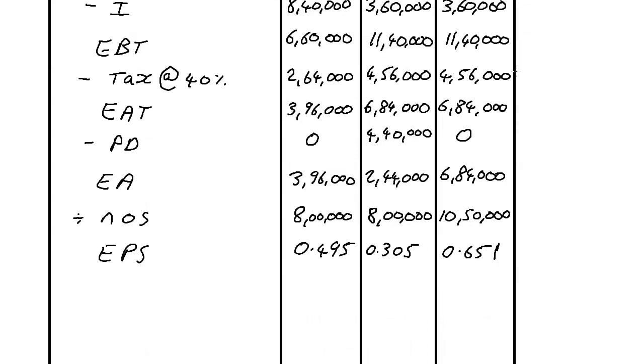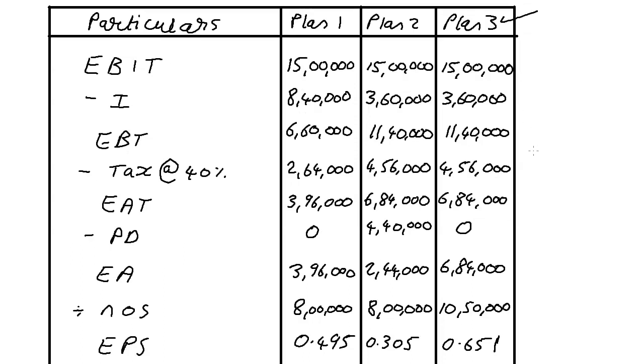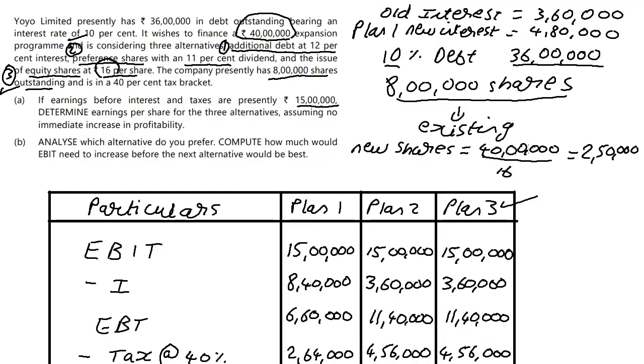You have to write a sentence: therefore the management is advised to take plan 3, wherein shares will be issued at 16 rupees per share.